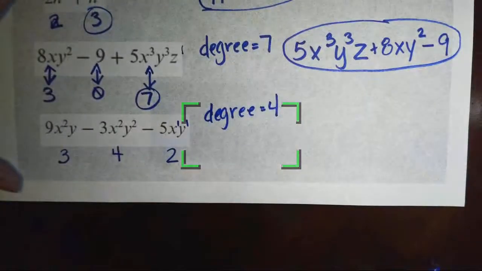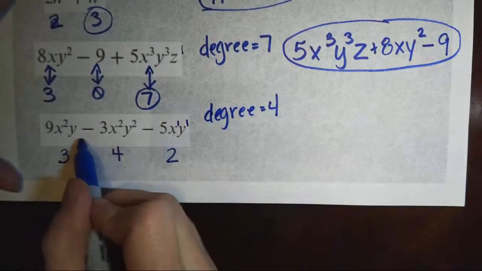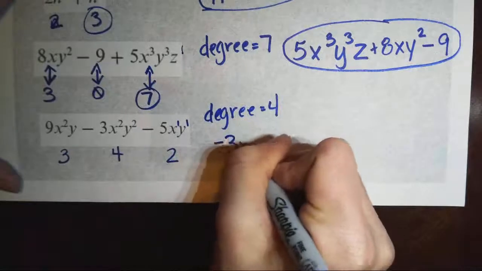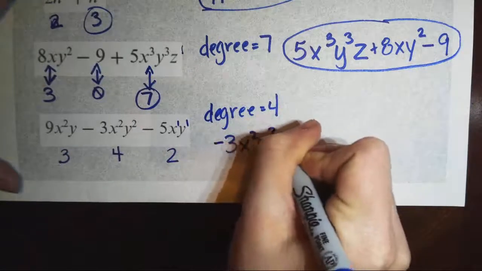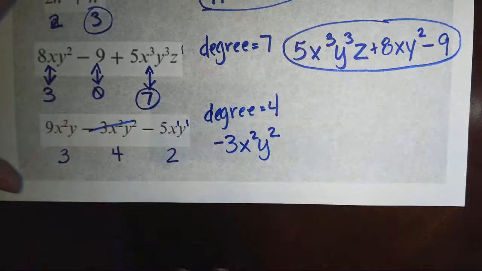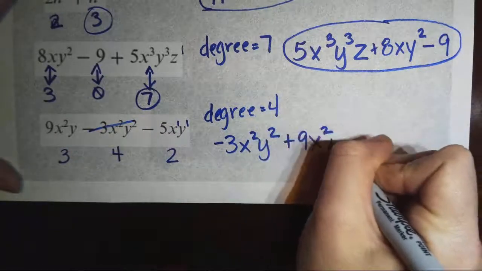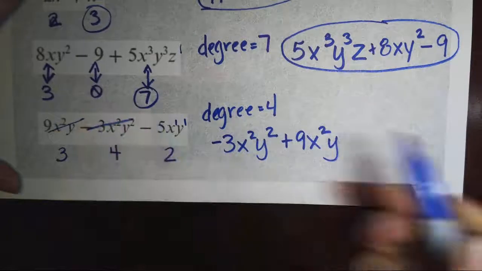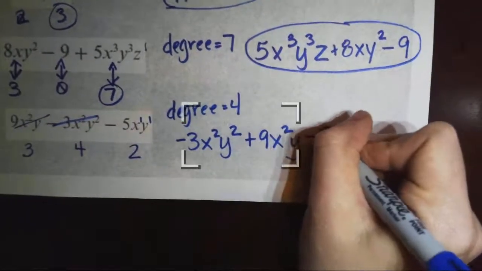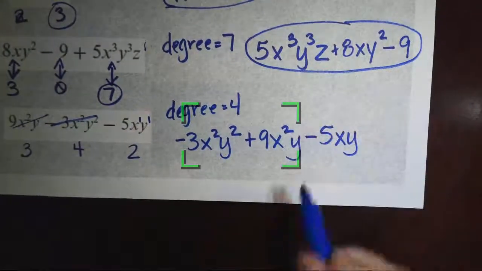And if we want to write it in standard form, we're going to write the biggest degree first, which would be negative 3 x squared y squared. Then it would be the next largest, so positive 9 x squared y. And then it would be the smallest, which is negative 5 xy.